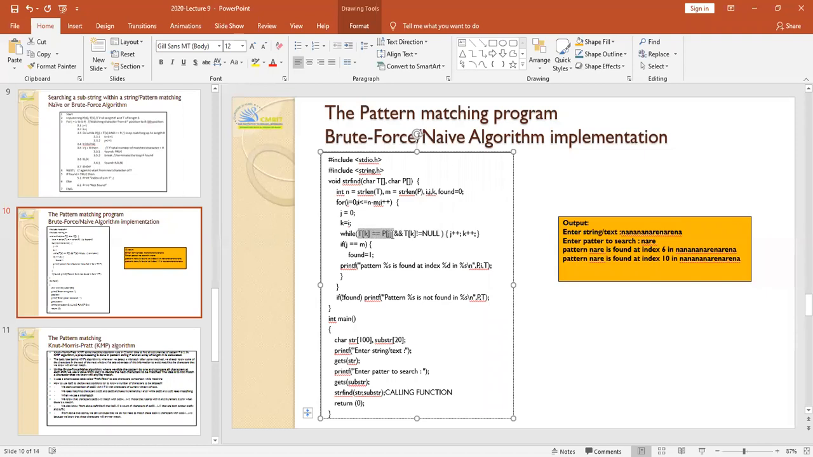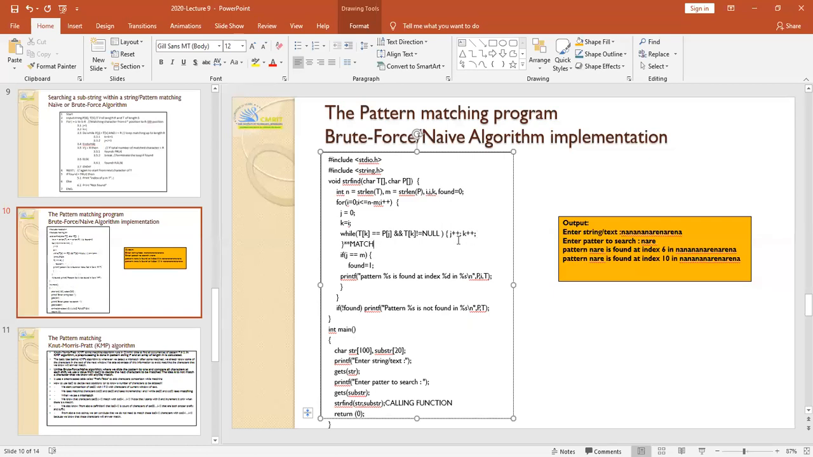If t of k double equals p of j, that means the kth character in the text string is equal to the jth character in the pattern string, so a match occurs. When a match occurs, you have to increment both j as well as k. Now, if j double equals m, where I have taken j equal to r. What is r? The total number of characters in the pattern.